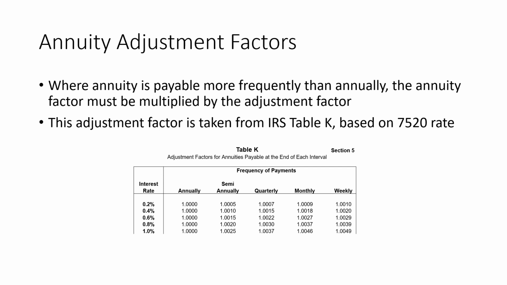So you have to take an adjustment factor from IRS Table K based on the 7520 rate at the inception of the trust. As we see below, you start off with a factor of 1 for annual payments, so there's no adjustment needed there. But if you move up to semi-annually, quarterly, or monthly payments, you can see that essentially increases the present value of the annuity based on that increased frequency.